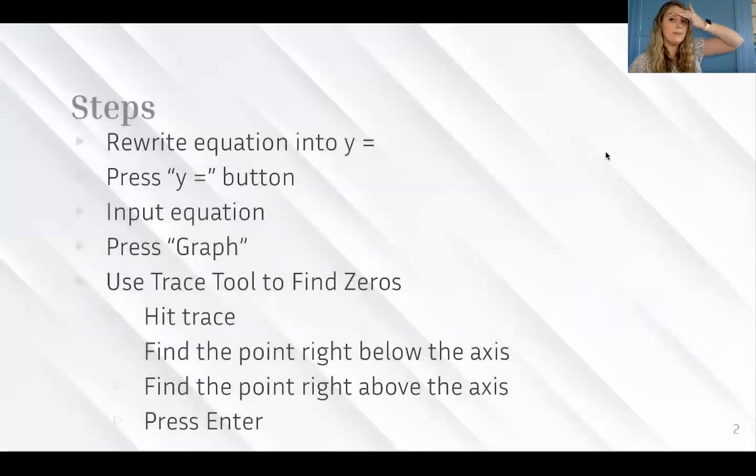So there are steps. When we're using graphing calculators, we need to make sure that whatever function we're going to put in is rewritten into a y equals equation, so we have y on one side and all your x's on the other. Then on your graphing calculator itself, you'll press the y equals button, input the equation, press the graph button, and use the trace tool to find the zeros. And we'll go through this. I think I have a graphing calculator app that's going to work so that you can look at it, and you'll see.